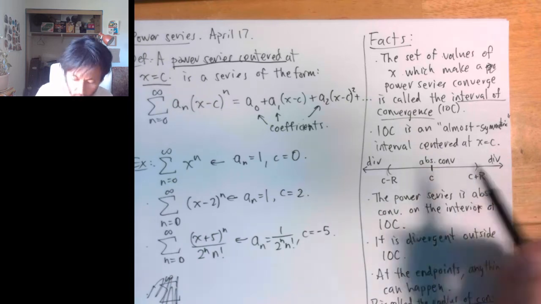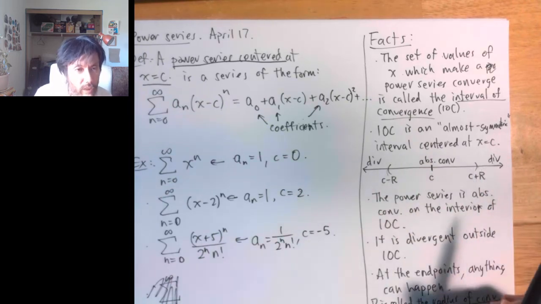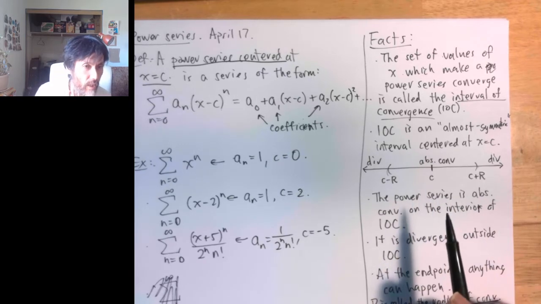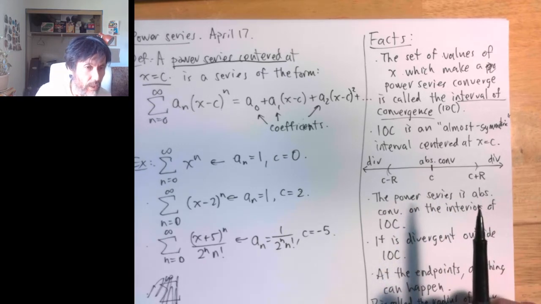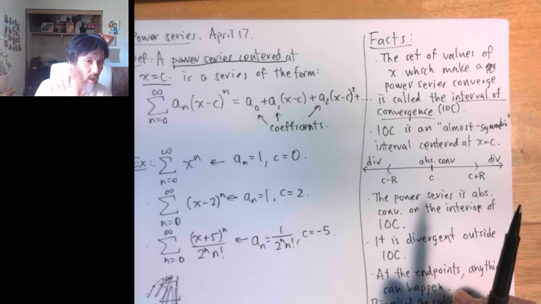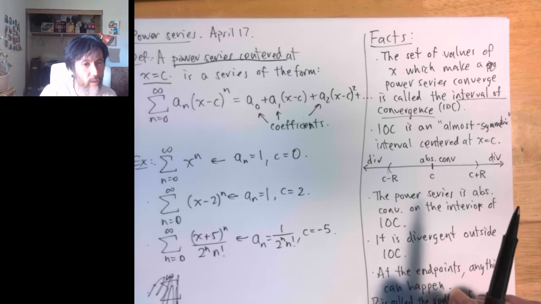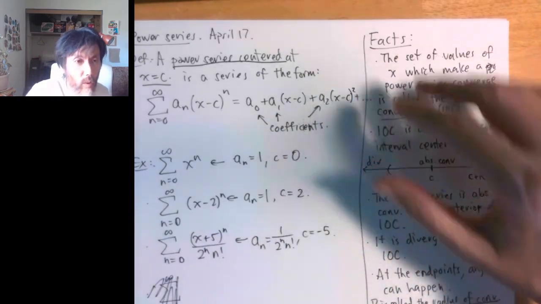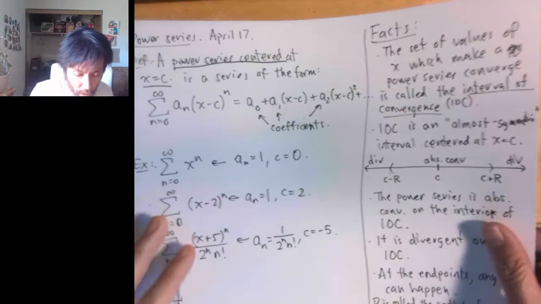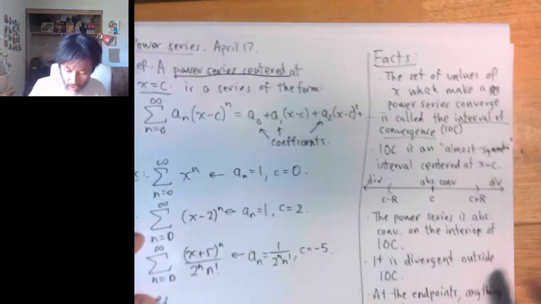Outside of the interval of convergence, we are guaranteed to have divergence. And on the interior of the interval of convergence, we have absolute convergence, right? The slightly stronger form of convergence. All right. So that is what I want to say about that. Now let's actually get to computing some intervals of convergence, shall we?